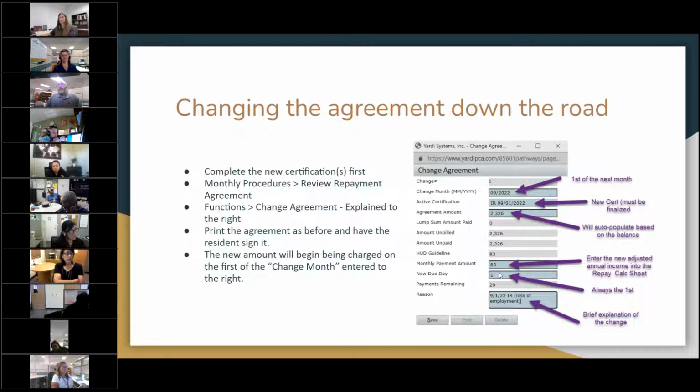It's always going to be due on the 1st, and then we need to give a little reason for the change. It doesn't have to be a novel, doesn't have to be crazy. Loss of employment as of the 9122 IR, that would lower their income, and so this is what we would put in. We click save and then post, and then that will update the monthly charges moving forward as of this date. Questions on that?